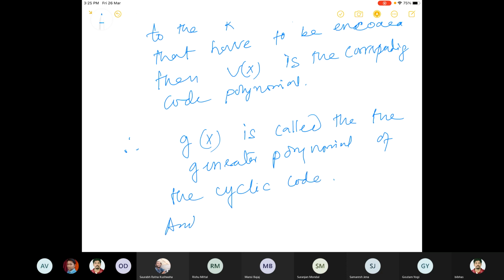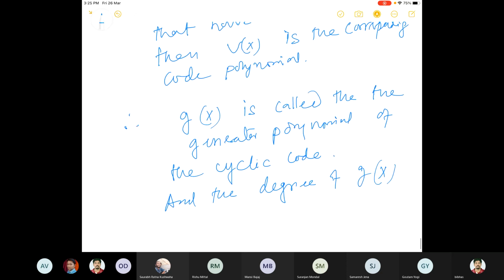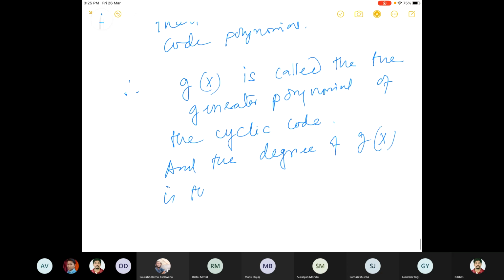And the degree of G is the number of parity check digits, which is n minus k. Okay. Now let us see an example.